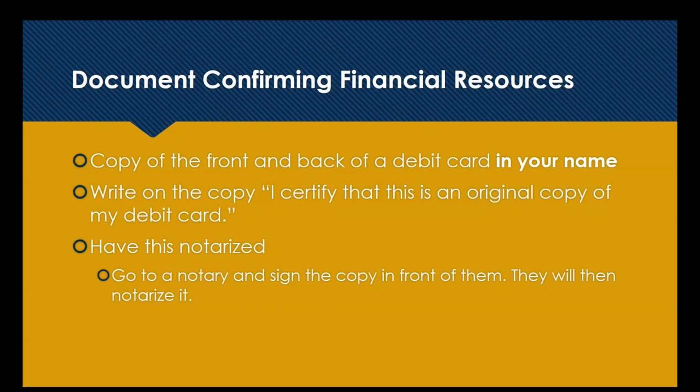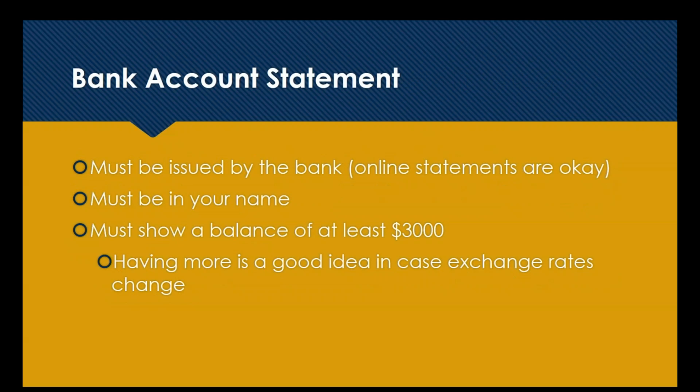So in case you go to a notary and they refuse to notarize your photocopy, what you can do is write something like on the copy, I certify that this is an original copy of my debit card, and then you can sign that statement and they will notarize your signature on that statement. So that's sort of a fallback in case they won't just notarize the photocopy itself. So this document and the criminal history background affidavit are the two documents that need to be notarized, and that's it.